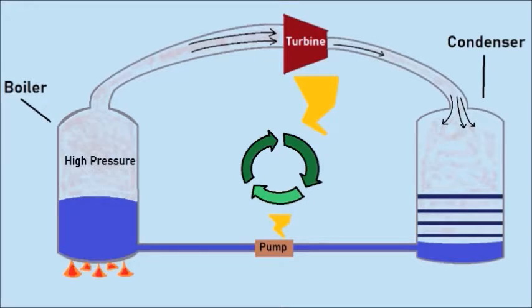If we had no cooling process within the condenser, the pressure between the boiler and the condenser would eventually equalize. That means that the steam would keep piling up in the condenser, and then there'd be no difference in pressure between the boiler and the condenser, and the steam would stop moving through the turbine.